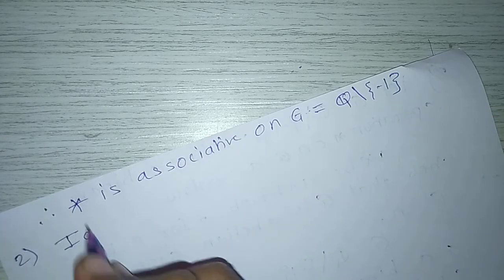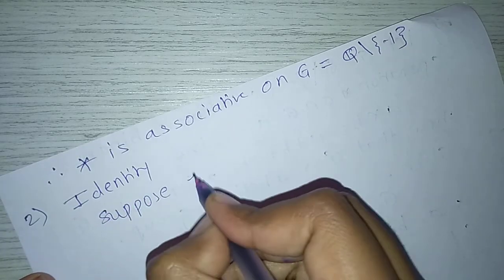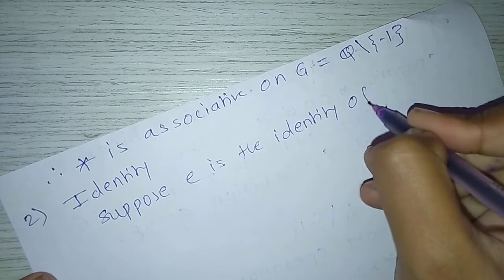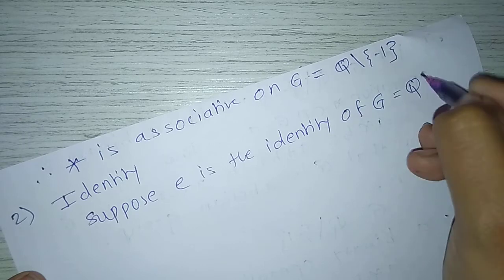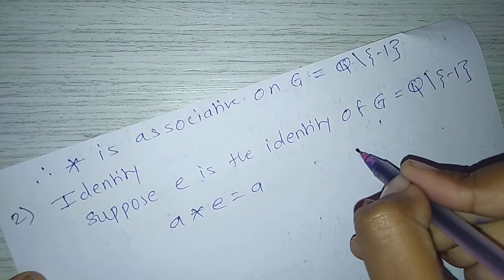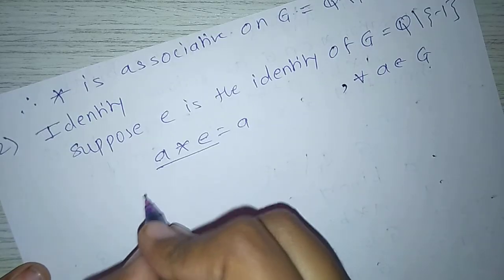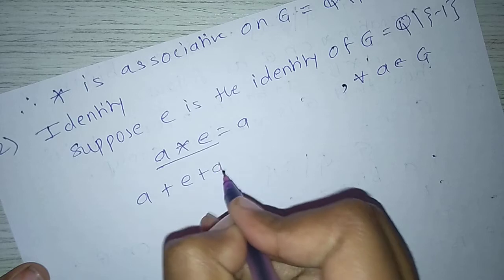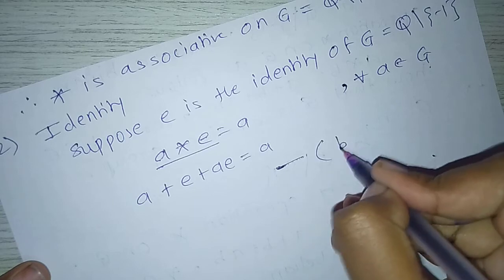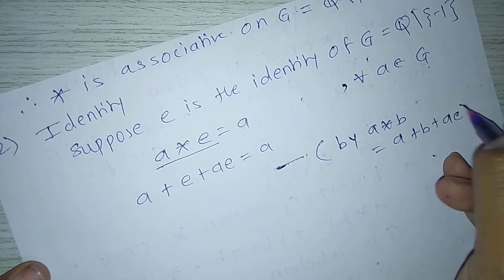Next, identity. Suppose E is the identity of G such that A star E equals A for all A belongs to G. A star E, by definition of star, we get A plus E plus A into E equal to A, by A star B equals A plus B plus AB.